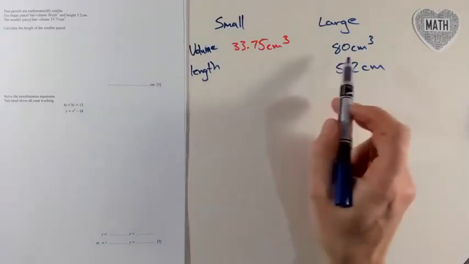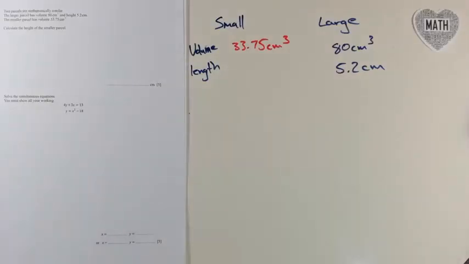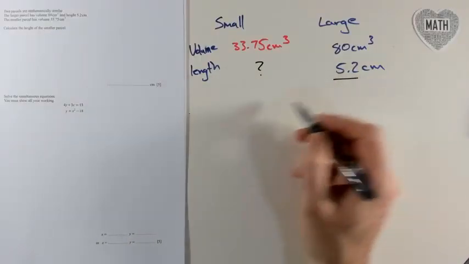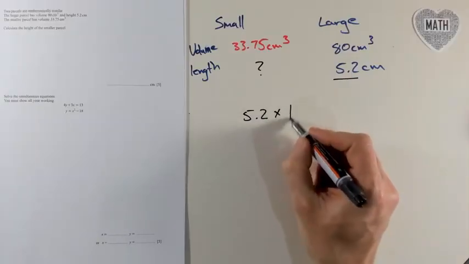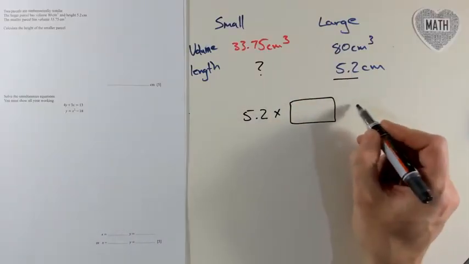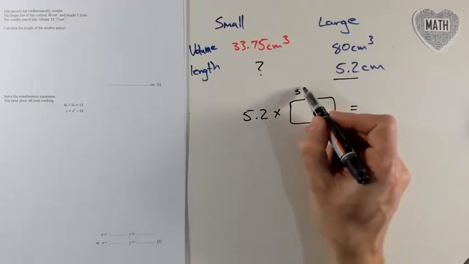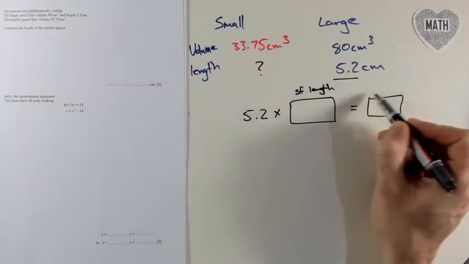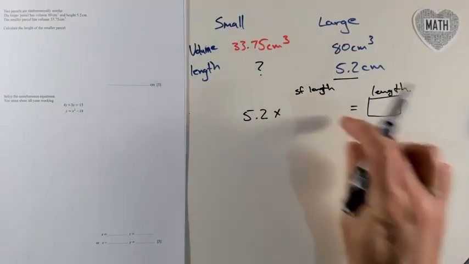In this case, I have volumes, and I want to work out the smaller one's length. So for me, the easiest bit is kind of just writing the length. This is the unknown, right? So I would write this number, 5.2, and I'm going to multiply that by some scale factor, don't know what that is, to get my length answer. So this is a length multiplied by the scale factor for length, and then I would have a length as an answer. Okay, so that's kind of what's going to happen here.